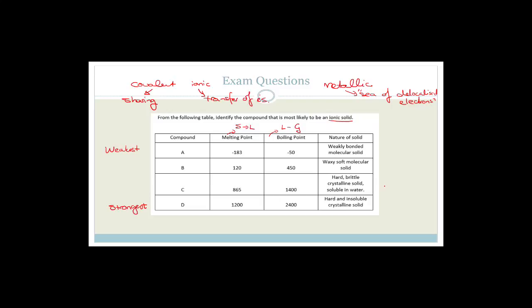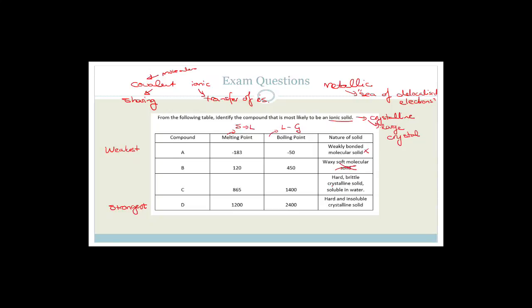Right, now what else do we know? We also know that we're looking for something ionic, so immediately I'm thinking it needs to be crystalline. Remember, I said it breaks along the planes because it forms a large crystal, a large macromolecule. So as soon as I see anything that says crystalline, I'm going to go for it. This is a weakly bonded molecular solid. That is not crystalline, so that's wrong. Molecules are your covalent bonding. These are molecules, and again, no.